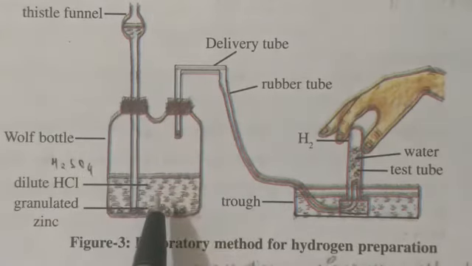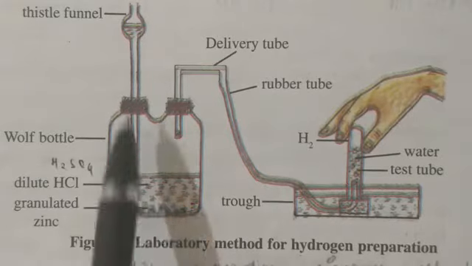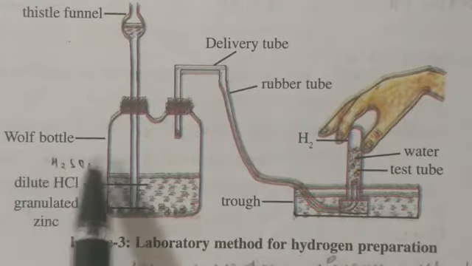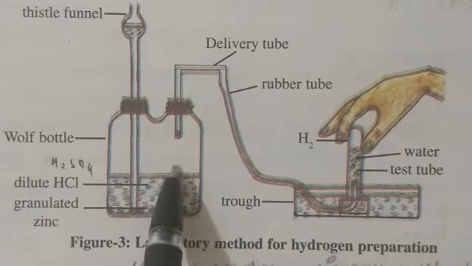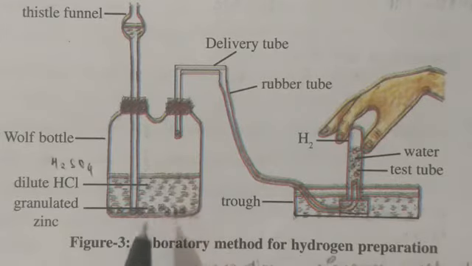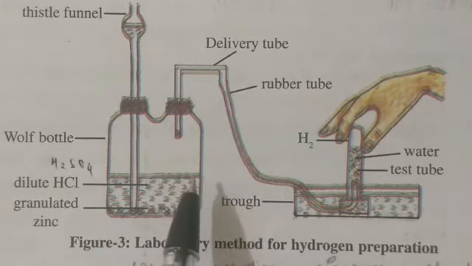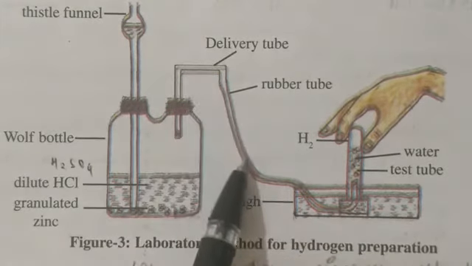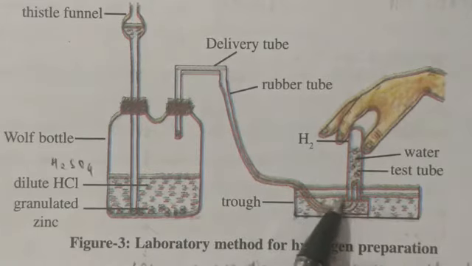You do not need to add only HCl, you can add H2SO4 also. Through the thistle funnel you have to add the acid. As we add acid in the Woulfe bottle, we see that the reaction starts, and zinc plus H2SO4 will give ZnSO4 plus H2, and with HCl it will give ZnCl2 plus H2. We collect this hydrogen through this delivery tube in a gas jar over water.